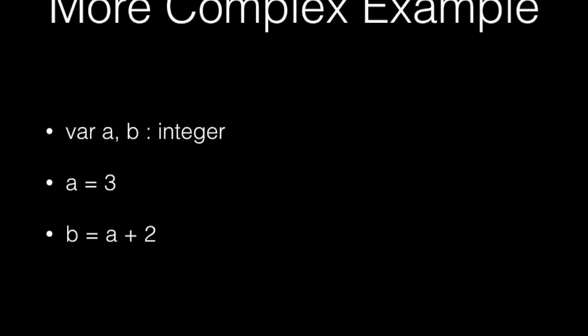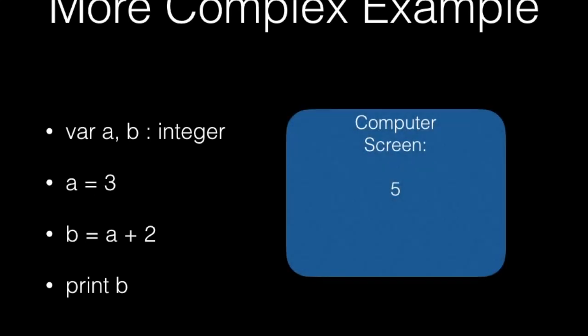Let's take a look at a more complex example. We have two variables now, let's say A and B with the type of integer. We give a value to A, let's say 3. We assign a value to B, that is A plus 2. And we print B to the screen. And here is the result. There is 5. Since A plus 2, or in other words 3 plus 2 equals 5.